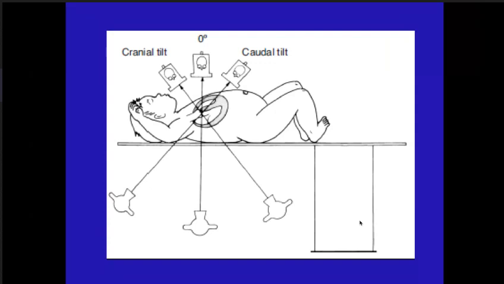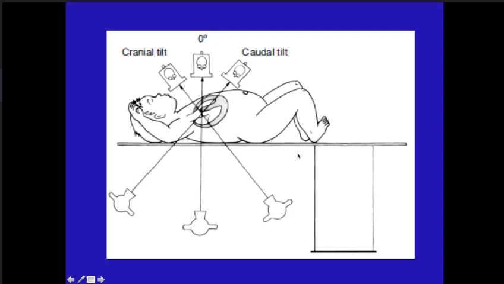Now, this is another view of the patient to show you the cranial and caudal tilt. I will explain to you why we do the cranial and caudal tilt later. But when you do a cranial tilt, the source of X-ray moves towards the feet and the image intensifier moves towards the chin of the patient. And in caudal tilt, it moves the opposite way.